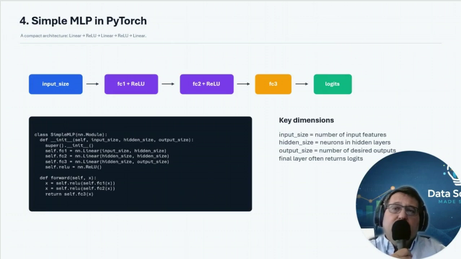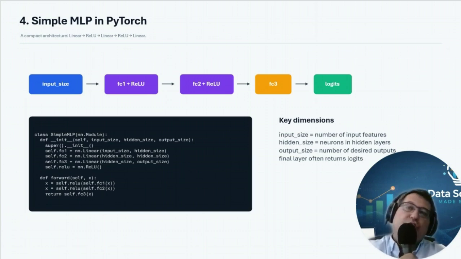Okay, now let's translate the architecture into actual PyTorch code. We start by defining a class called SimpleMLP. Our class inherits from nn.Module. This is important because nn.Module is the fundamental base class used to build neural networks in PyTorch. It gives us access to functionality such as parameter registration, moving the model between CPU and GPU, saving model states, and switching between training and evaluation behavior.